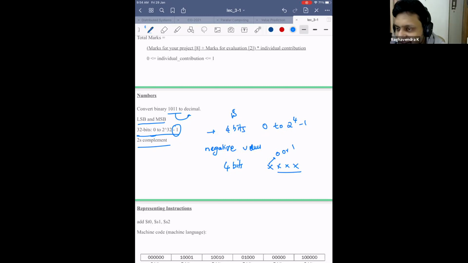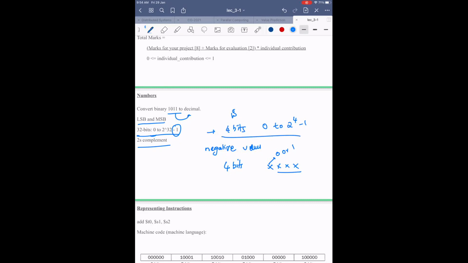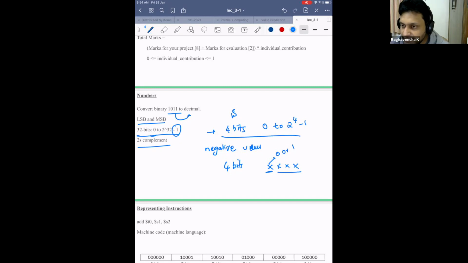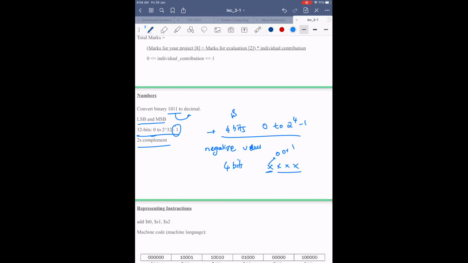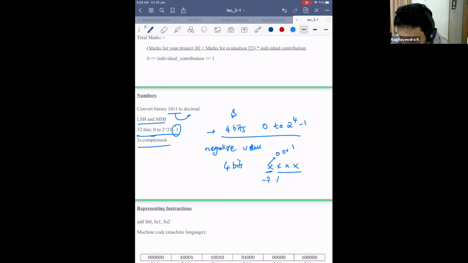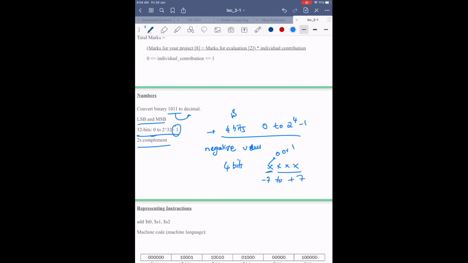Think again, man. See, this is 0 to 15. Now I have introduced a minus. So what is the least that I can store? Minus 7 to plus 7. Yes. But I am not happy in this kind of representation.